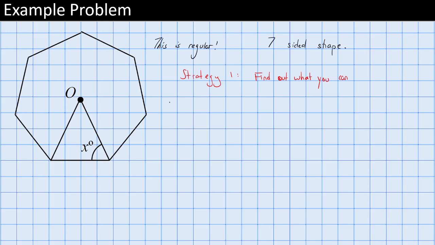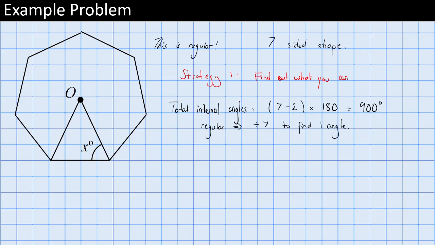Okay, so let's go for the total internal angles first. So it's a 7-sided shape, so I'm going to have 7 take away 2, and then times by 180. Well, 7 take away 2 is 5. 5 times 180 is 900. So there are 900 degrees in total inside that shape. Fair enough. It's a regular shape. Because it's regular, I can divide that by 7 to find one of those angles.